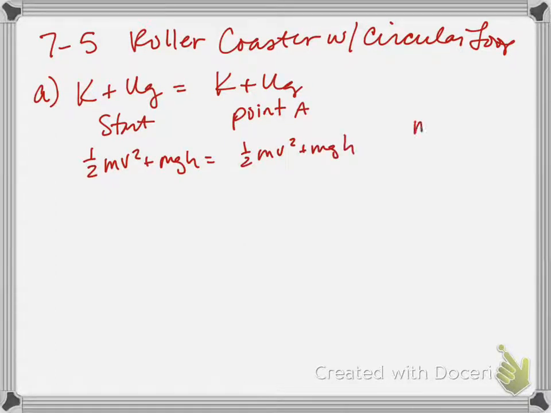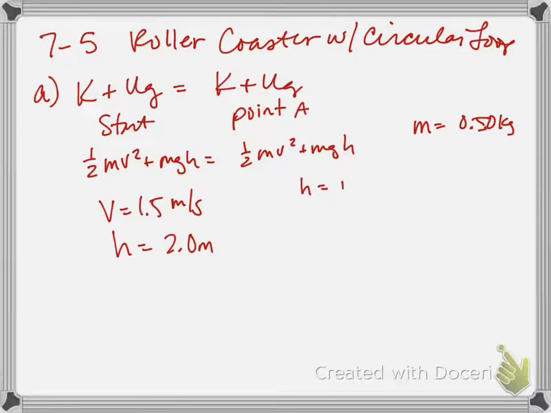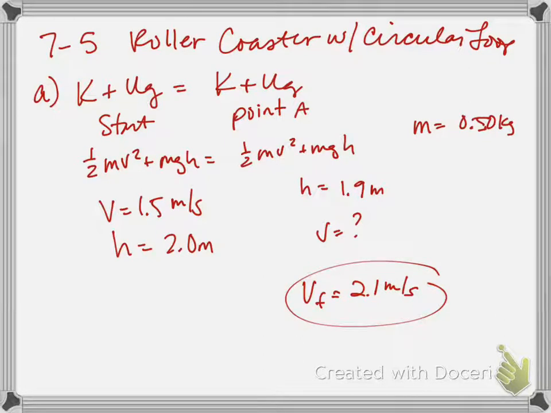The mass of the car is 1/2 kilogram. The velocity at the beginning is 1.5 meters per second. The height at the beginning is 2 meters. The height at the end is 1.9 meters. And we're looking for the velocity. So a little bit of algebra there can give you that the final velocity is 2.1 meters per second.